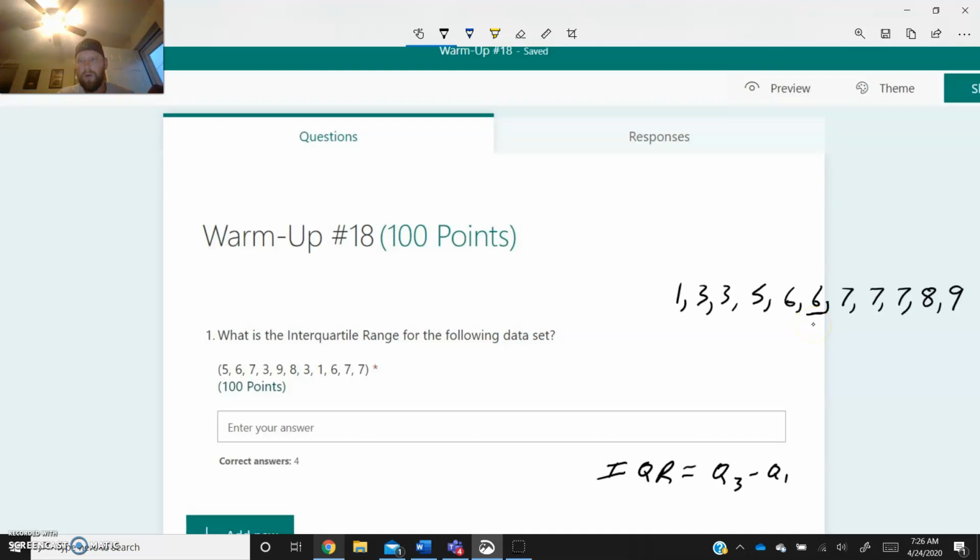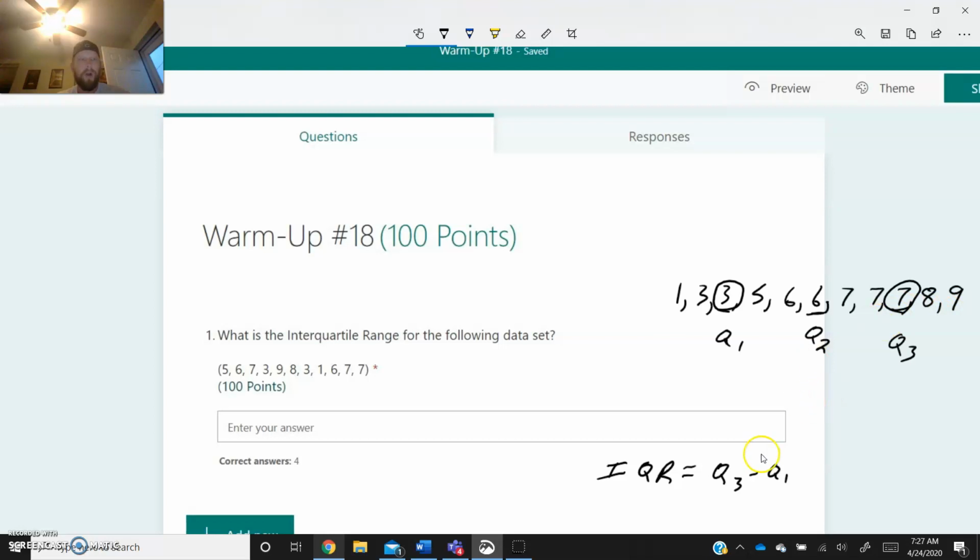This middle number right here is going to be quartile 2. This first half is quartile 1, and the last half is going to be quartile 3. So it's broken down into 3 sections. With quartile 1, I have 5 numbers here, and my middle one is going to be the number 3. Same for quartile 3 over here: I have 5 numbers, and my middle number is 7.